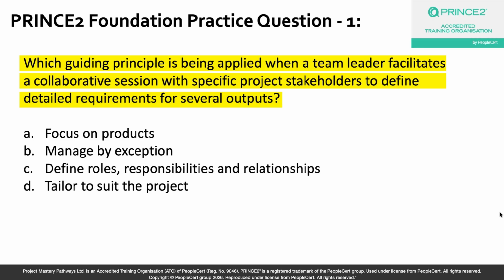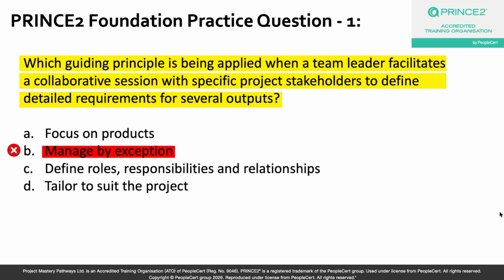So let's look at option B, manage by exception. Now if you think about it, manage by exception is all about setting tolerances and delegating authority between management levels, right? It's about empowering people to act within defined limits without constantly escalating upwards, okay? Now this has nothing to do with exception management, right? No tolerances are being set here, no authority is being delegated, so this option is incorrect.